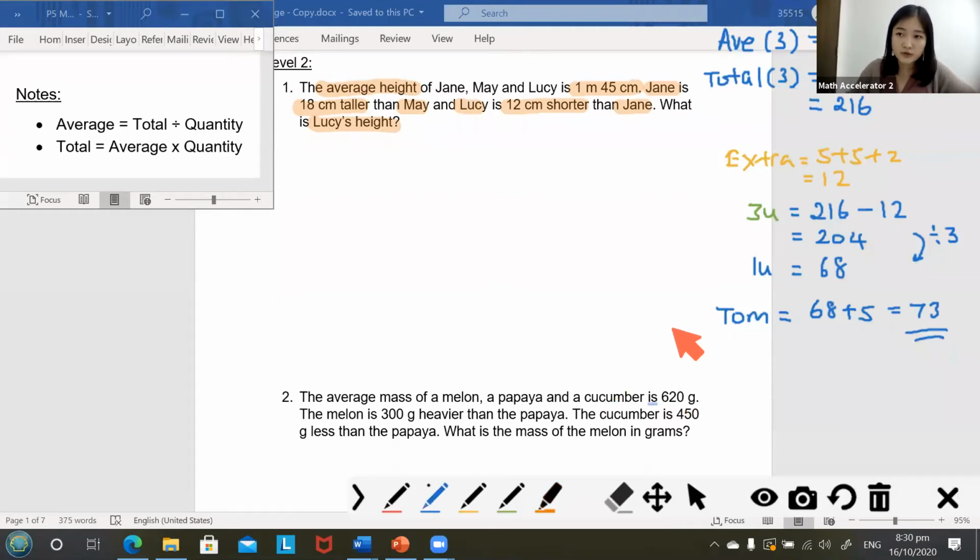Can you try and draw the model first before I show it to you? Okay, so try and draw the model of Jane, May, and Lucy using the information given before I show you mine. Okay, some of you are done.